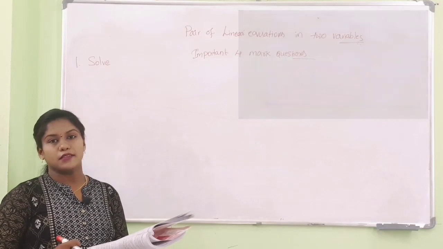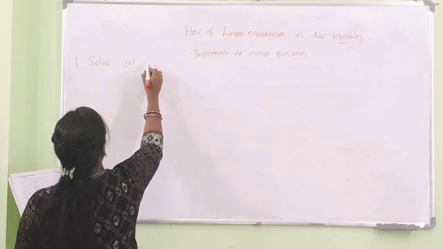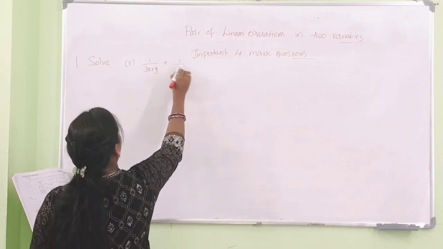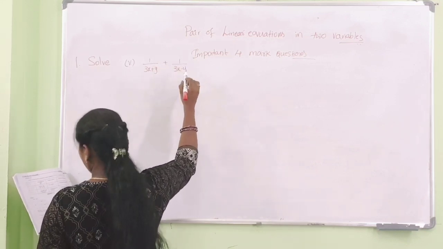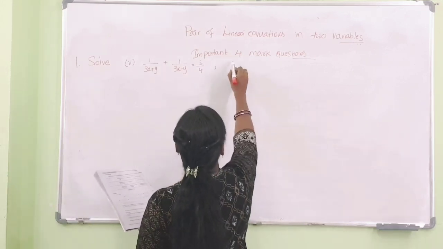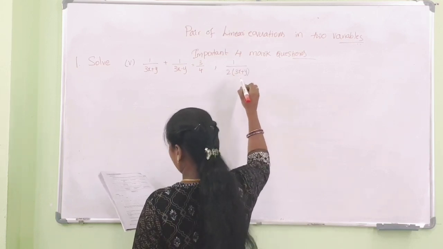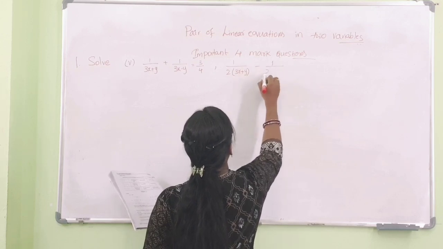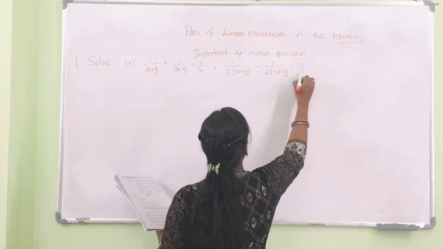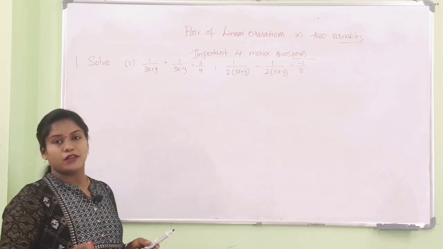And the last problem in this exercise is: solve 1 by 3x plus y plus 1 by 3x minus y is equal to 3 by 4, and 1 by 2 into 3x plus y minus 1 by 2 into 3x minus y is equal to minus 1 by 8. So among all these 5 problems, this problem is a very important problem.